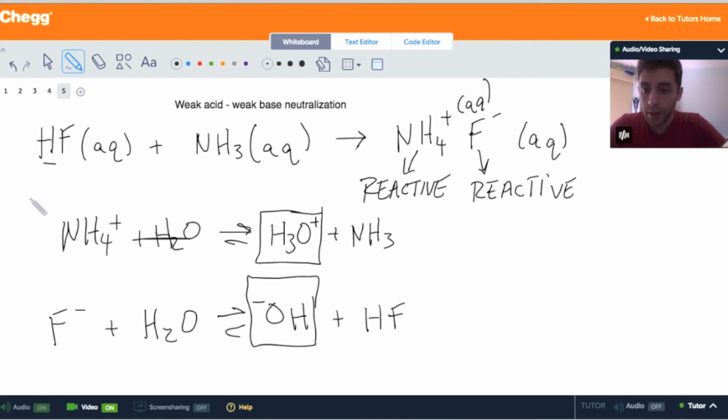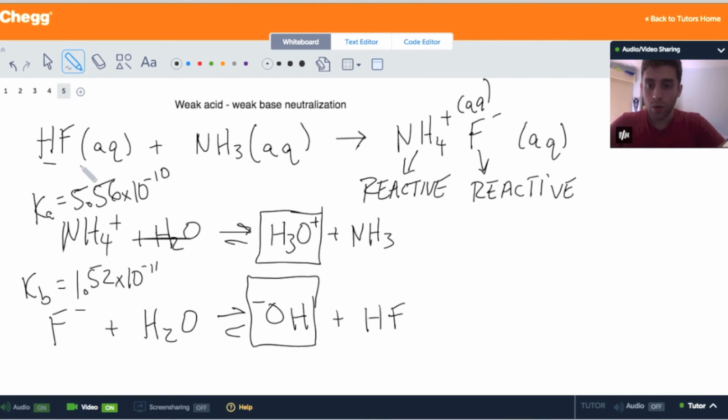So the Ka of ammonium is 5.56 times 10 to the negative 10th. And the Kb of fluoride ion is 1.52 times 10 to the negative 11. You can do that by doing Ka times Kb equals Kw and use the Ka of hydrofluoric acid. So obviously the Kb of fluoride ion is much smaller than the Ka of ammonium. So that means fluoride does not like to form products as much as ammonium does.